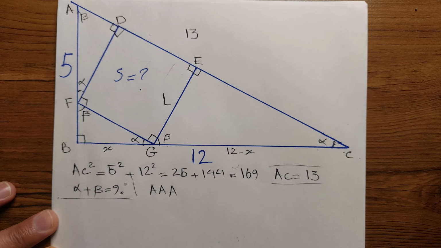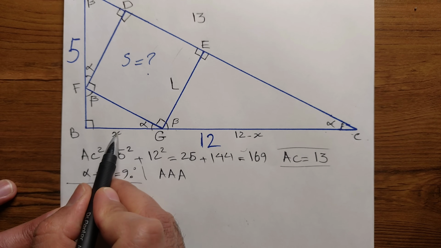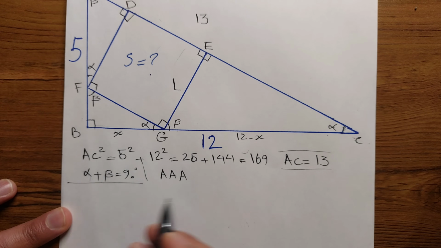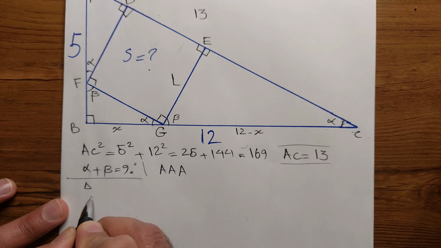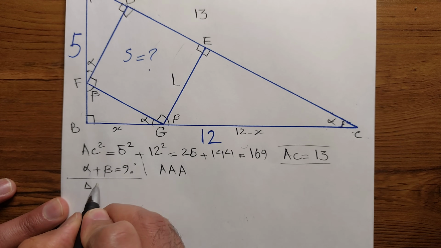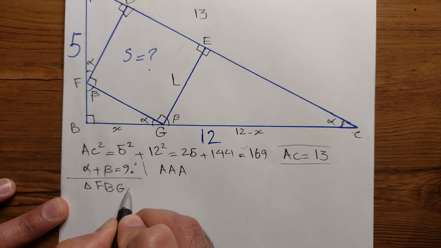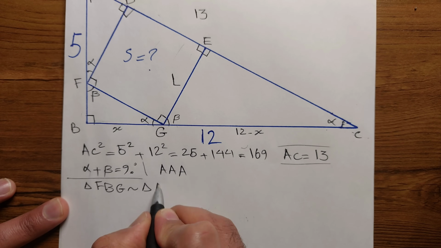So let's write down some proportions here. We divide X by its corresponding side in the bigger triangle. So in this smaller triangle, let me write it down here: triangle FBG is similar to the bigger triangle ABC.